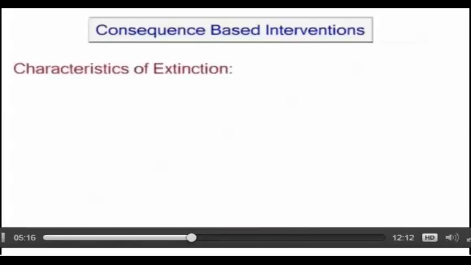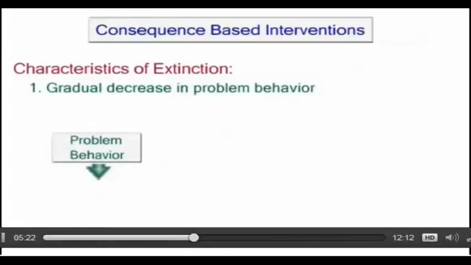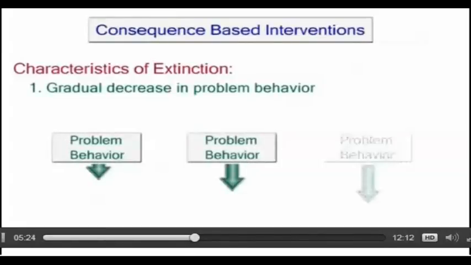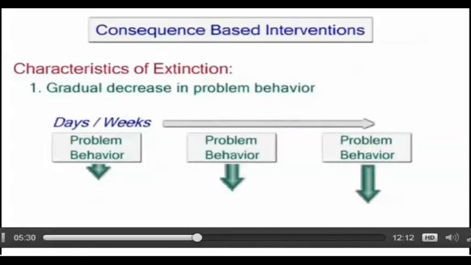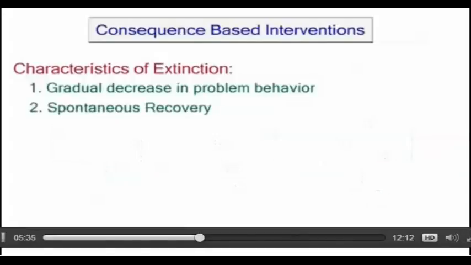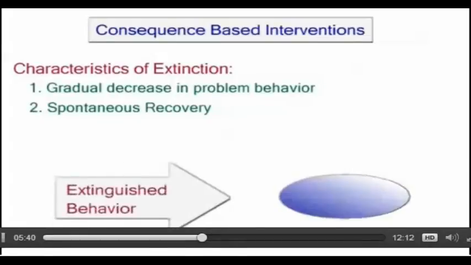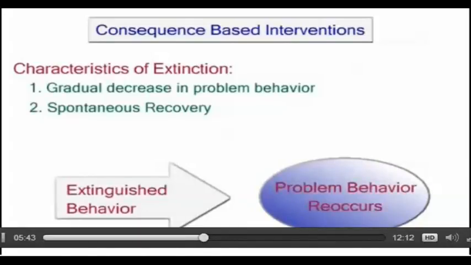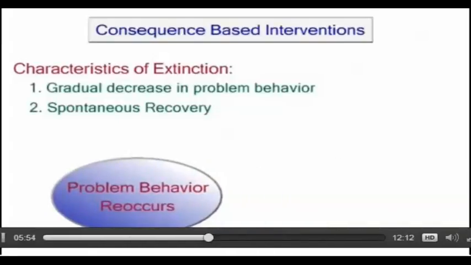There are several characteristics of extinction. First, extinction typically results in a gradual decrease in problem behavior rather than an immediate or rapid reduction. It may take several days or weeks before problem behavior ultimately stops. Secondly, extinction may result in spontaneous recovery. Spontaneous recovery is when a behavior that has been extinguished occurs again in circumstances in which it was previously reinforced. Practically speaking, spontaneous recovery is when the problem behavior occurs again, even after it has not occurred for some time.